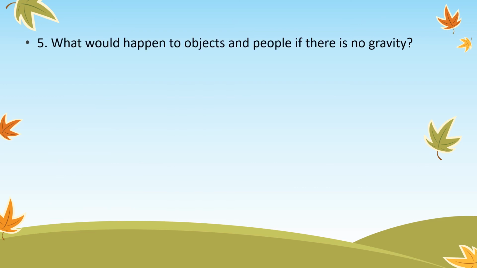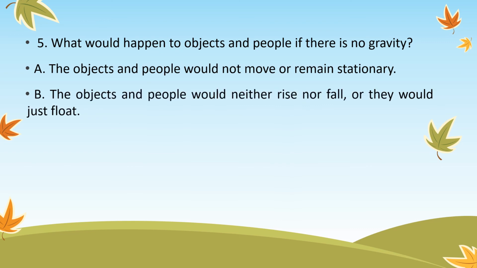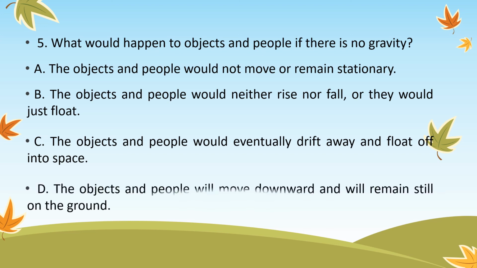5. What would happen to objects and people if there is no gravity? A. The objects and people would not move or remain stationary. B. The objects and people would neither rise nor fall, or they would just float. C. The objects and people would eventually drift away and float off into space. D. The objects and people will move downward and will remain still.